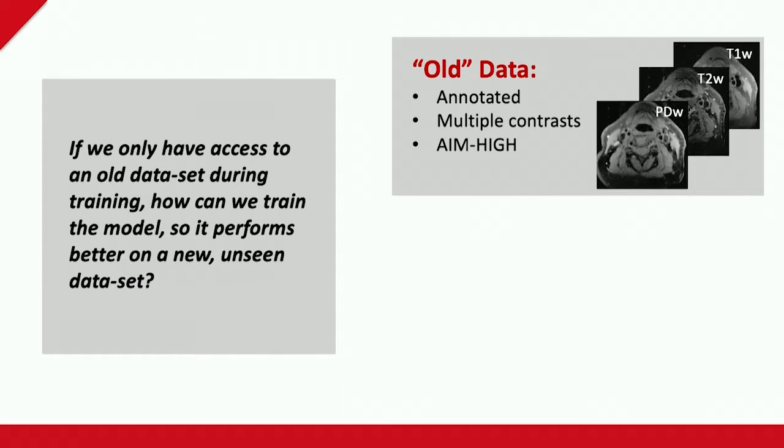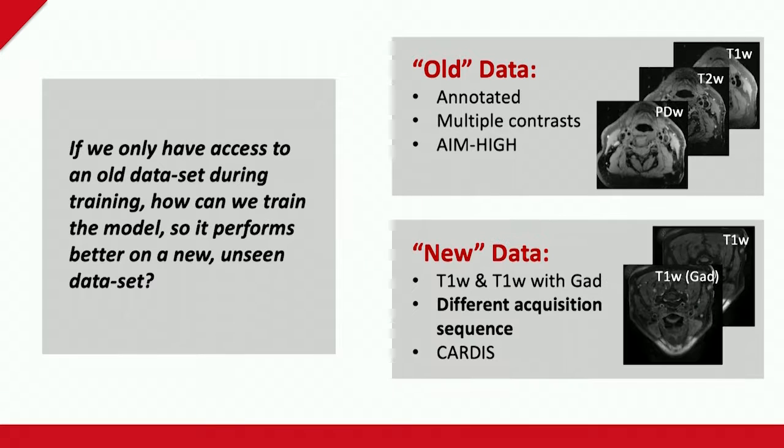So specifically in our case, we had annotated data in multiple contrasts from a previous study called the AIM-HI. So we would like to be able to make a model using this data so that we can avoid having to manually segment everything from scratch on this new data set, which we are in the process of collecting images for. And this new data set, which is called the CARDIS data set, was collected using a different imaging protocol and different image acquisition sequence than what was in the old data set.